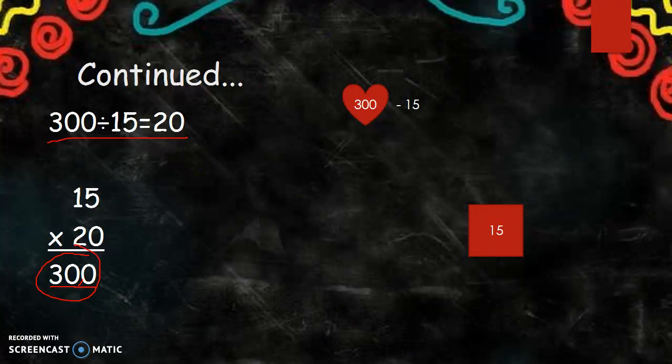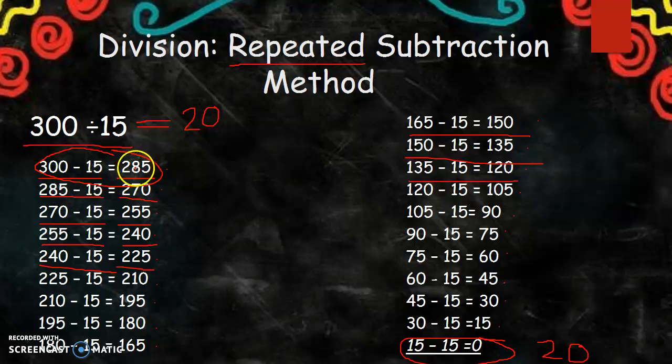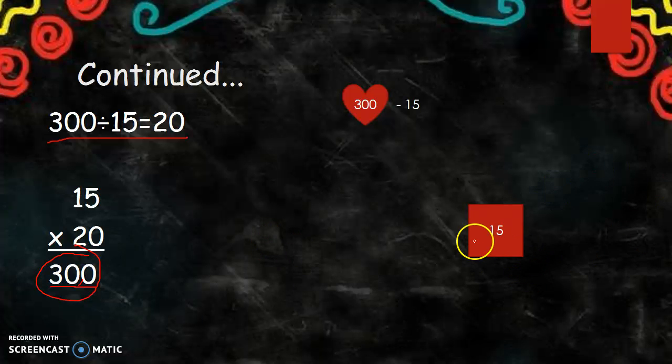Another easy way to explain it is, let's say you had 300 hearts. Let's say you take 15 of those 300 and put them in a box. So now you have 285, like we did back here. And then you take another 15 and you put them in another box. So eventually you would have 20 boxes, and each with 15 hearts in them. It's the same concept.